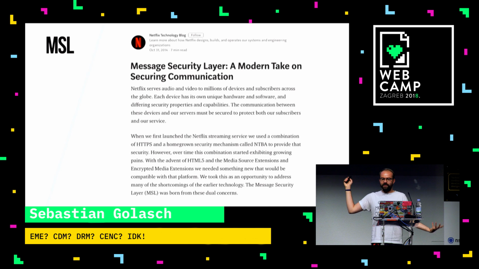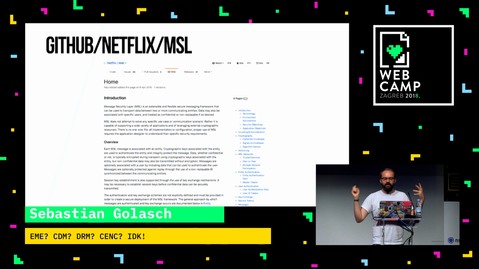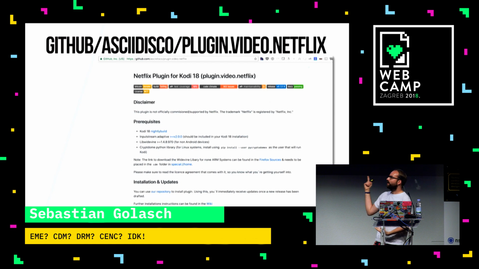The cool thing is, for me, reverse engineering this, they also have the Java server implementation and also the JavaScript client implementation of MSL up on GitHub, open source. So I could basically just copy all the stuff from Netflix itself. I needed to build this. This is on my GitHub, the plugin video Netflix.